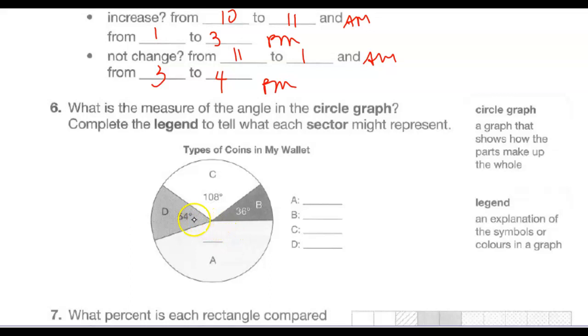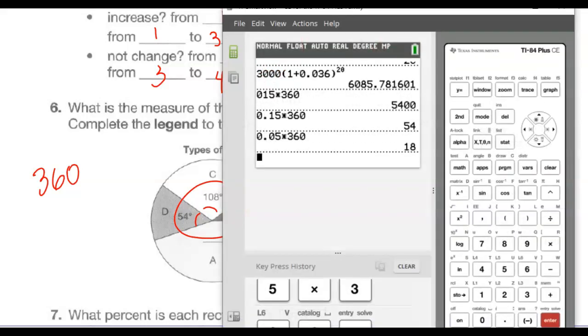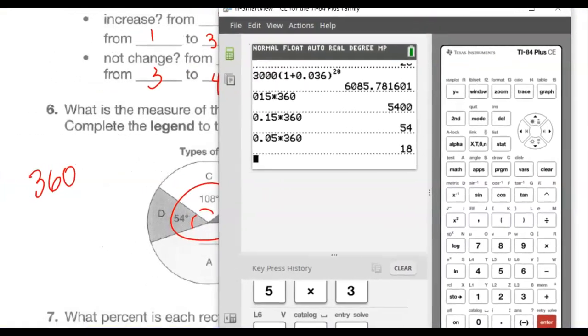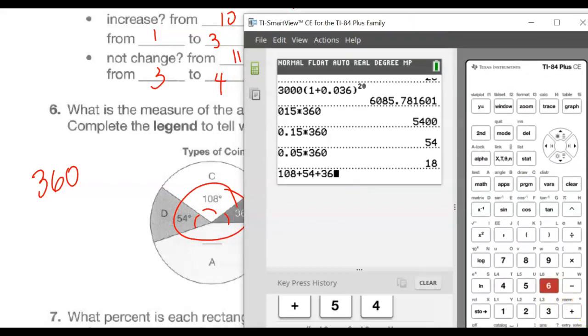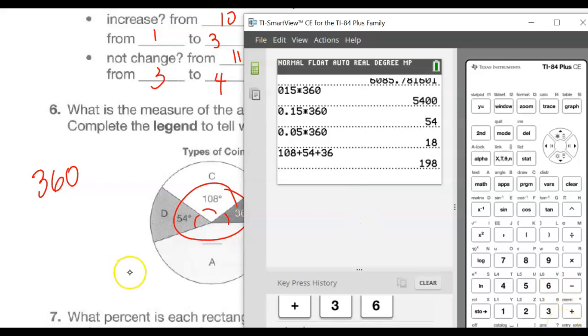Okay, so take a look here. We know this is 54, 108, and 36. So you have to remember that a complete rotation is 360 degrees. So if we add all of those together, using the calculator, 108 plus 54 plus 36 is 198, and then 360 minus 198 is 162.